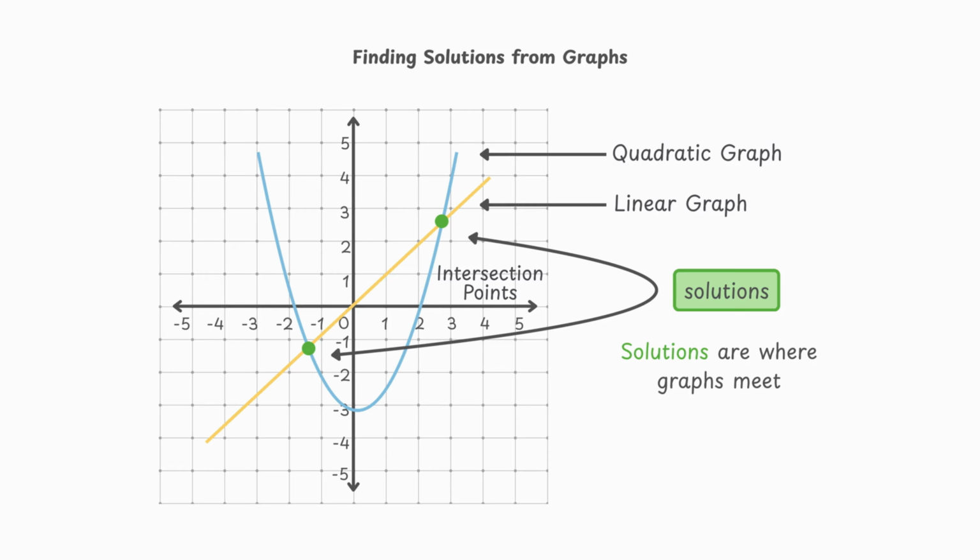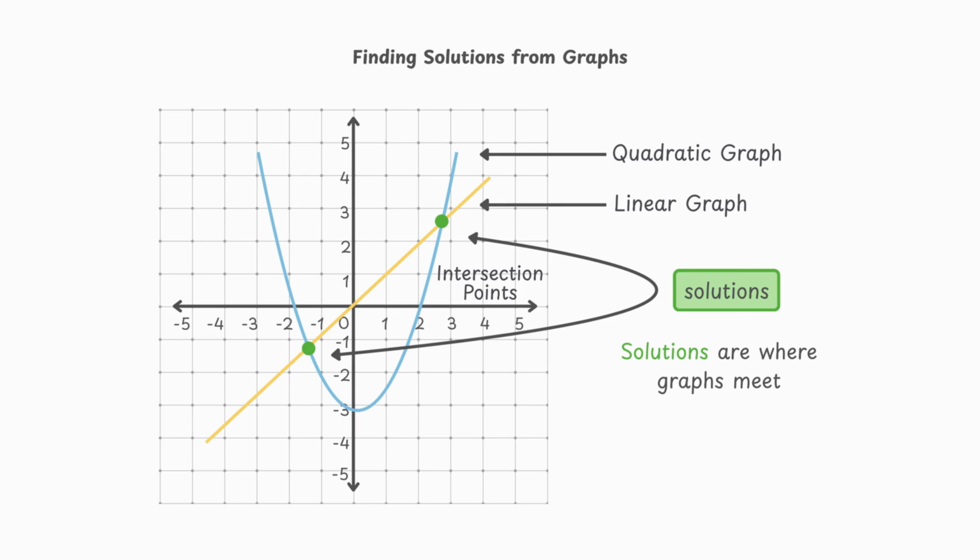Now think of it like this. The straight line and the curve are both showing different rules. Where they meet, both rules give the same result. That is why these points are so important. So always remember this key idea: solutions are where graphs meet. And to find them, we look for the x values of the intersection points.